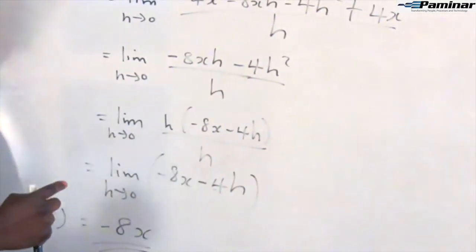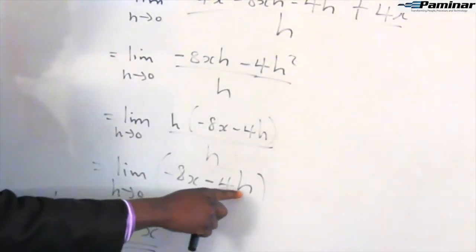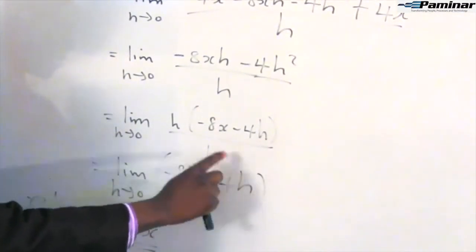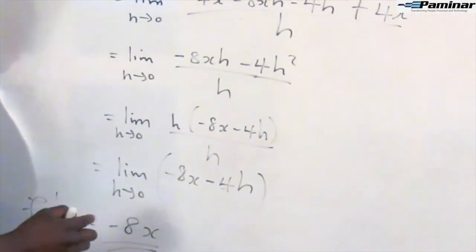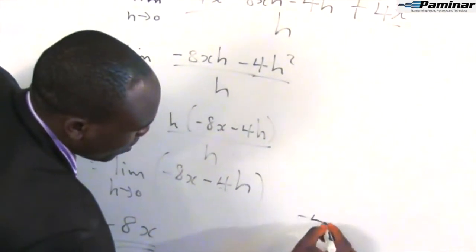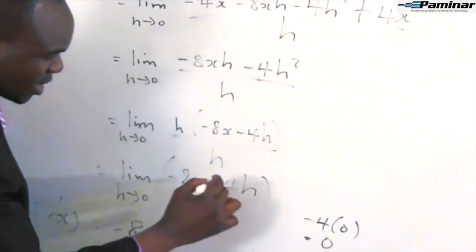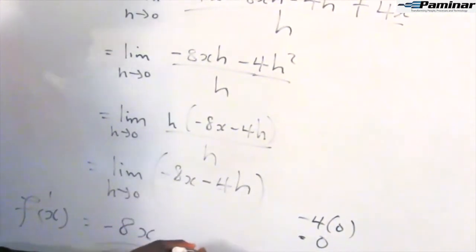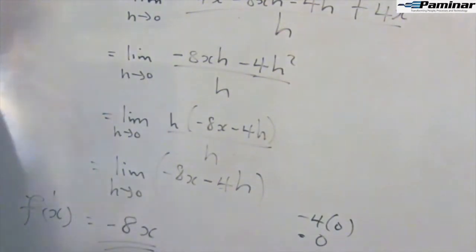We are saying as h approaches 0, remember that's what it says. So as h approaches 0, what is going to happen to this whole thing? Minus 4 times 0. What is the answer? 0. So it becomes minus 8x plus 0, which is nothing. Because it's as h approaches 0, that's how you get it. Clear? So we can move on.